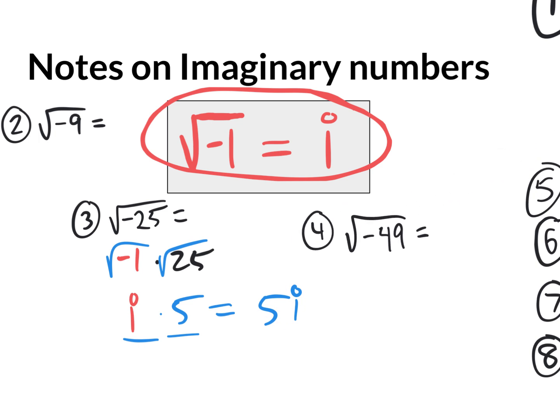How about this guy? The square root of negative 49, what's the answer there? 7i, right? Because the square root of 49 is 7. That negative sign just comes out as an i.